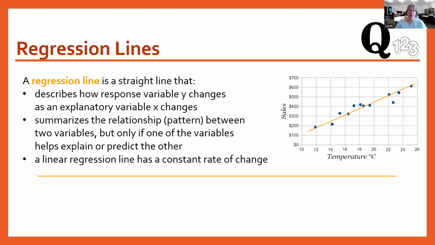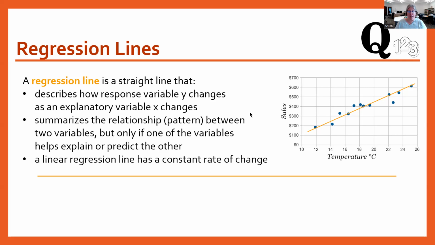The regression line summarizes the relationship or pattern between two variables, but only if one of the variables helps explain or predict the other. So you do need some sort of explanatory process going on there, or cause and effect, or something of that sort for this to be a useful process. And then a linear regression line also has a constant rate of change. So it's going to increase by the same amount each time or decrease by the same amount each time.